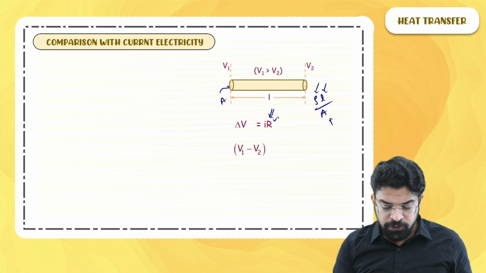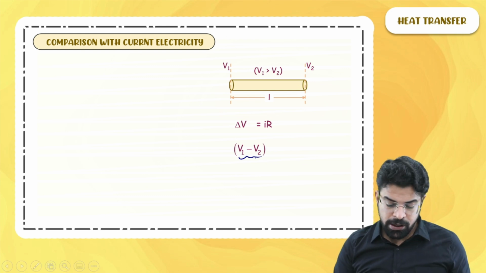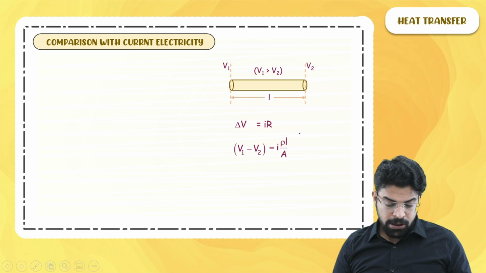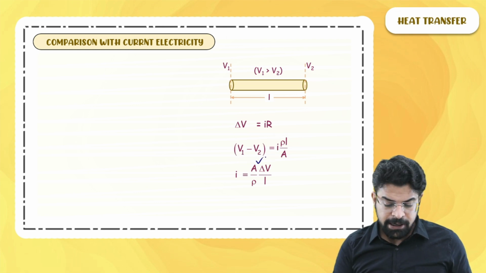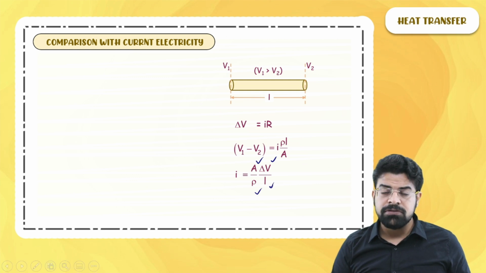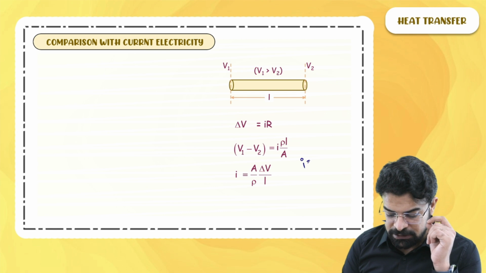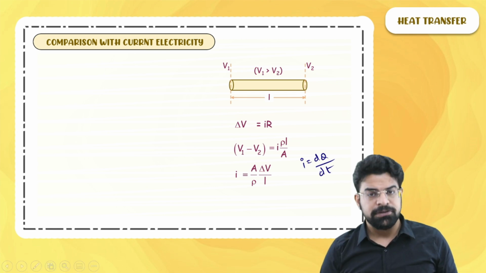So in place of R, substituting rho L by A, you will say the potential drop V1 minus V2 equals I into rho L by A. You can rewrite this as the current flow I equals, bring the A up and rho L down, so you get A delta V by rho L. This will be the current flow. If I ask you what is current, you will say, sir, current is the rate of flow of charge with respect to time. That is what current is.